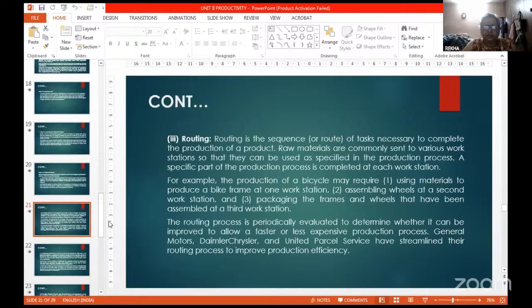The routing process is periodically evaluated to determine whether it can be improved to allow a faster or less expensive production process. General Motors, Daimler Chrysler, these giant producers, and United Parcel Service have streamlined their routing process to improve production efficiency. Why are they doing so well? Because they have put time and effort into analyzing things to do the whole process in a much more efficient way.